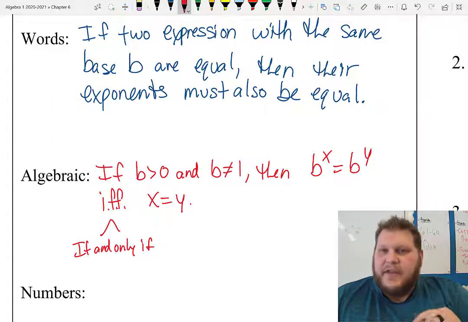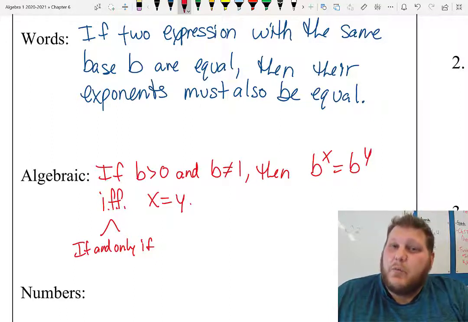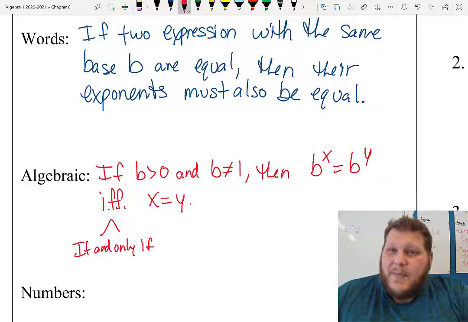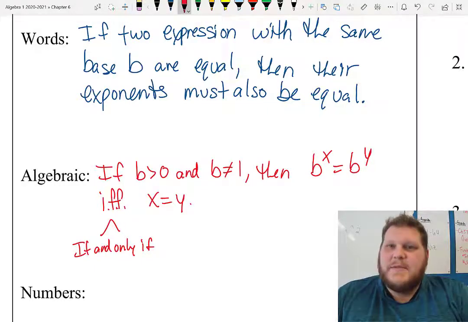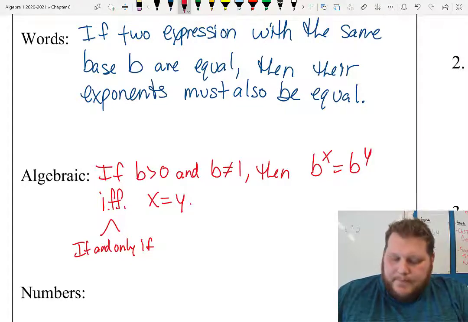So that double F, iff, Mr. George uses that in kind of proof-based stuff. It's a way of abbreviating the phrase if and only if, because that is something that we'll use in more advanced math classes. It just means that this is true if this is true, and it's only true if that second thing is true. So in this case, b to the x power equaling b to the y power is true when x equals y, but it's only true when x equals y.